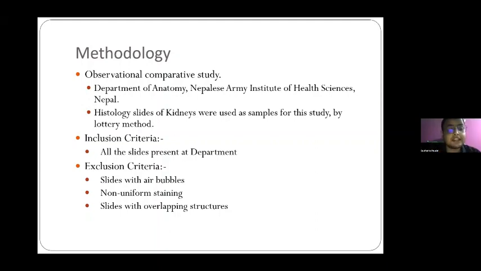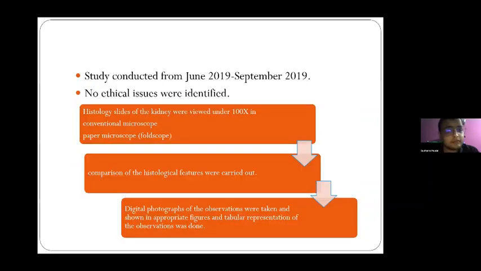The exclusion criteria were slides with air bubbles, non-uniform staining, and overlapping structures, which were difficult for the identification of their features; these were excluded from our paper. The study was conducted from June 2019 to September 2019, a period of 3 months, and there were no ethical issues identified.